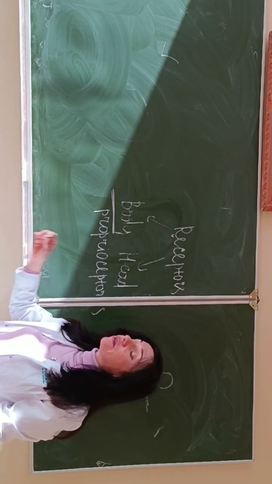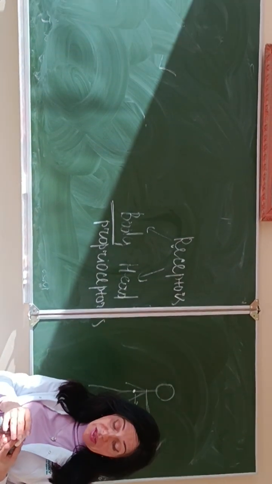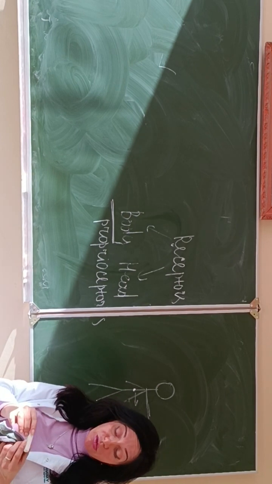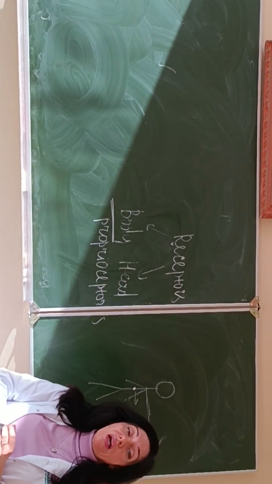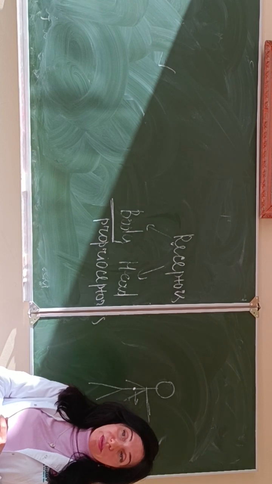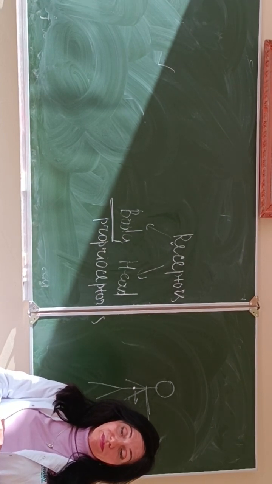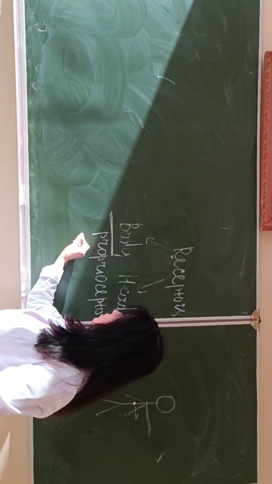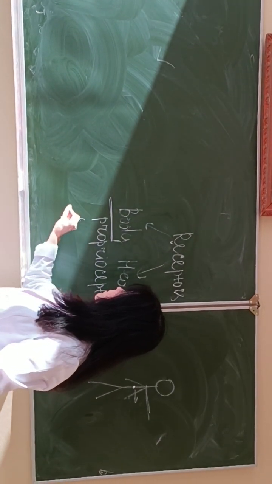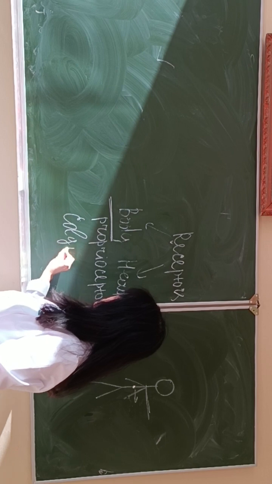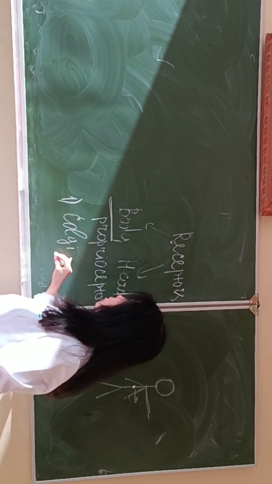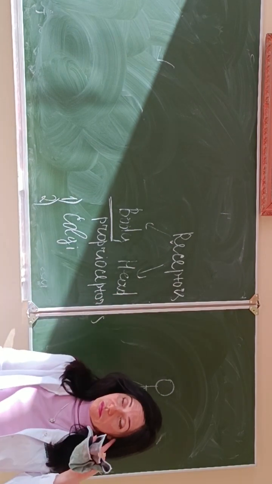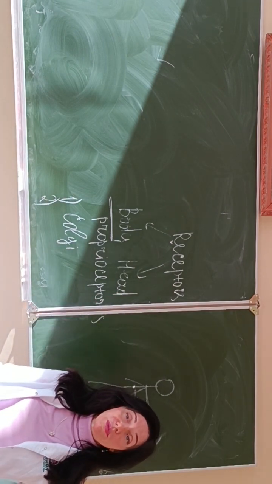Say the names of the receptors. What are proprioceptors? Do you know the names of proprioceptors? It's the Golgi tendon organ, and a second one. What receptor do you know?